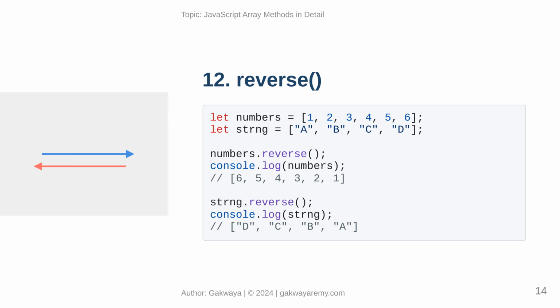Reverse flips the order of elements in an array. This method modifies the original array, it doesn't create a new one. It's like taking a stack of books and flipping it over. Very useful when you need to process items in reverse order or change the direction of a sequence.